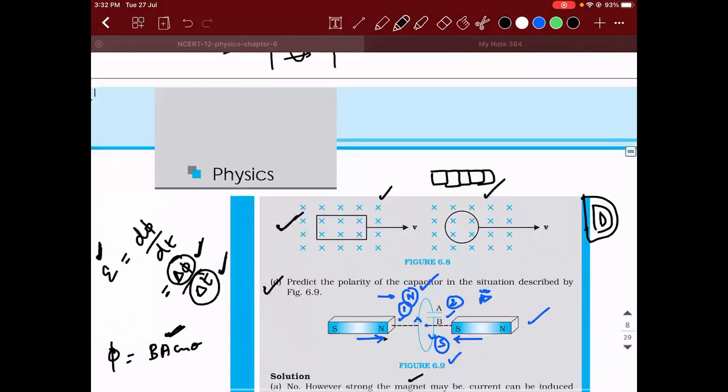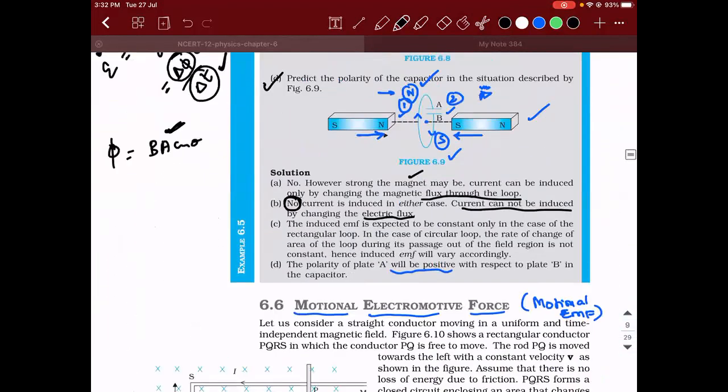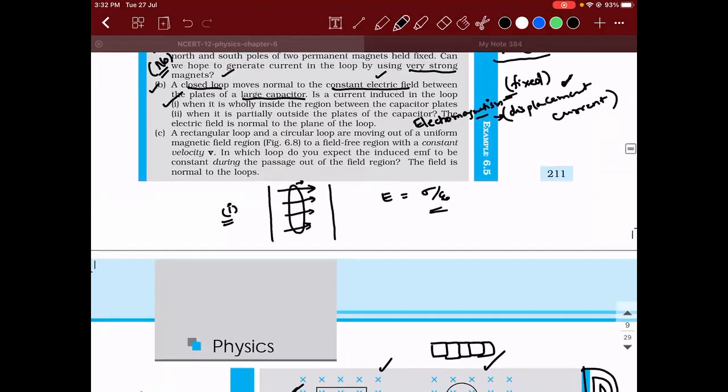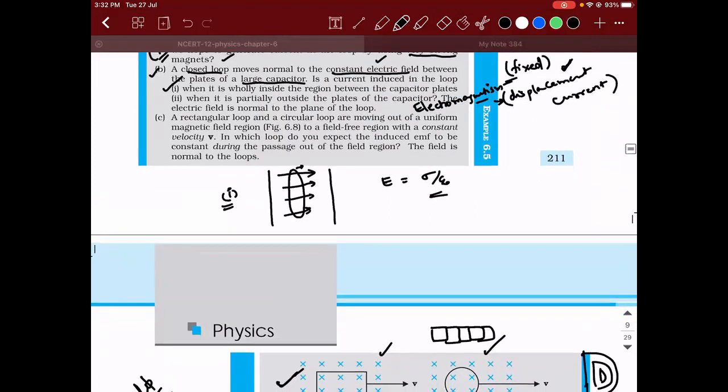Okay. What is the answer? The answer is no, because current cannot be induced by changing the electric flux. It's very simple. That's it. Okay. So what should change for current to get induced? There should only be a concept of change of what flux? Magnetic. Magnetic flux. So that is very important. So they can confuse you by using the word electric flux also. No. Okay.